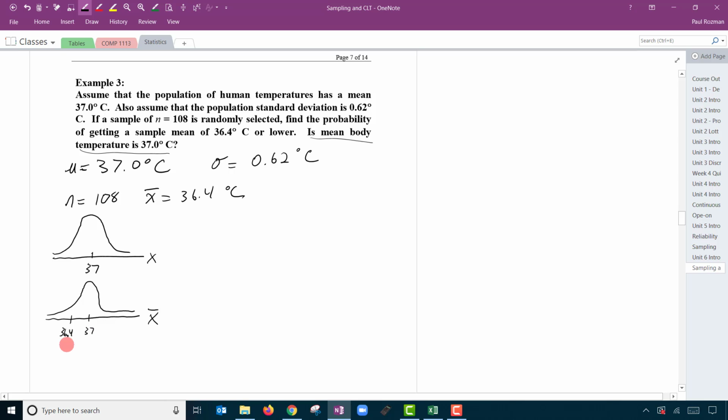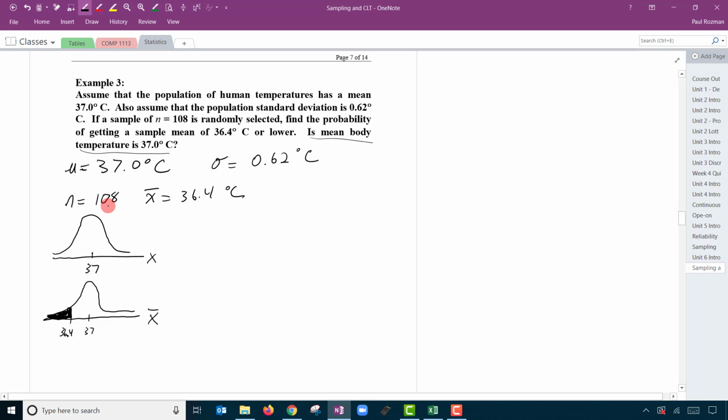The question is, what are the chances of getting a result like this if we assume that it really is 37? Let's find the probability of getting 36.4. Well, we can't, but we can find the probability of getting 36.4 or stranger. And in that case, stranger meaning further away from 37. So to be further away, I'd be going to the left here.